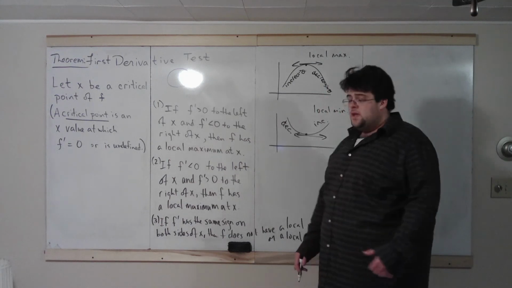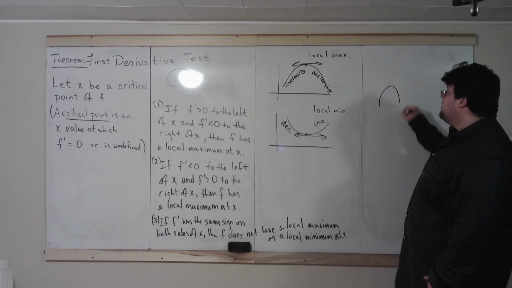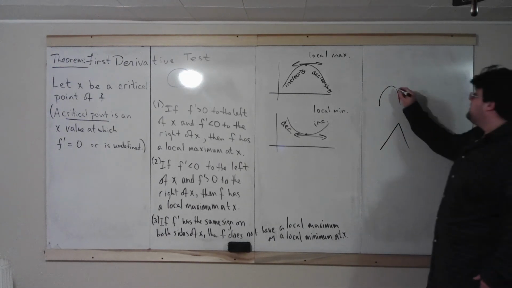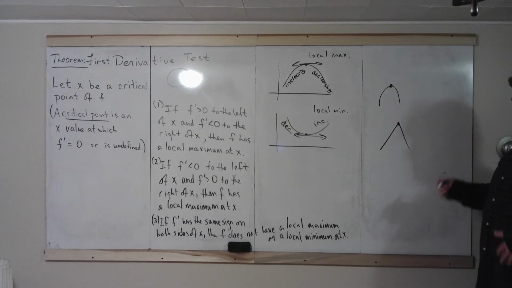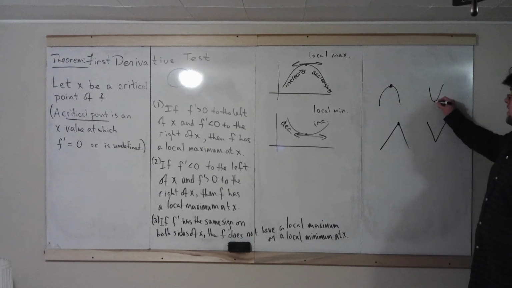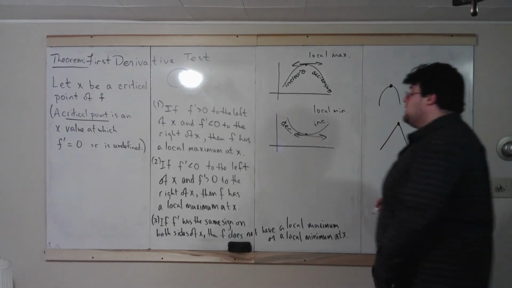A critical point we didn't define yet, but notice from here, a local maximum could look like that, could look like that. And a critical point is one of those points, or the same thing upside down. But it's a point where the derivative is 0 or the derivative is undefined.